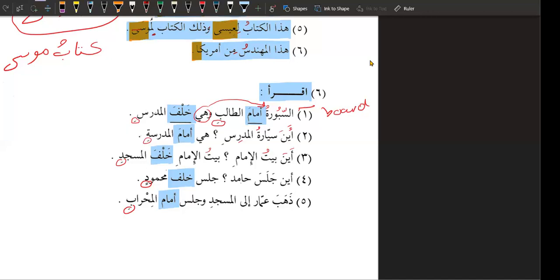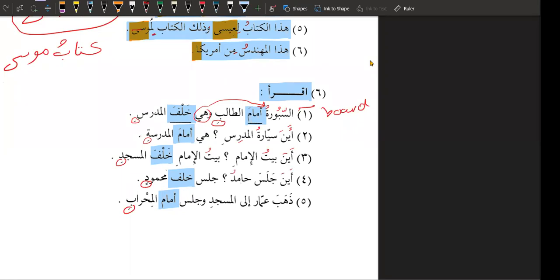أين بيت الإمام؟ بيت الإمام خلف المسجد. ما معنى الجملة؟ Where is the Imam's house? The Imam's house is behind the mosque. نعم. جيد. جميل. عبد القيوم.